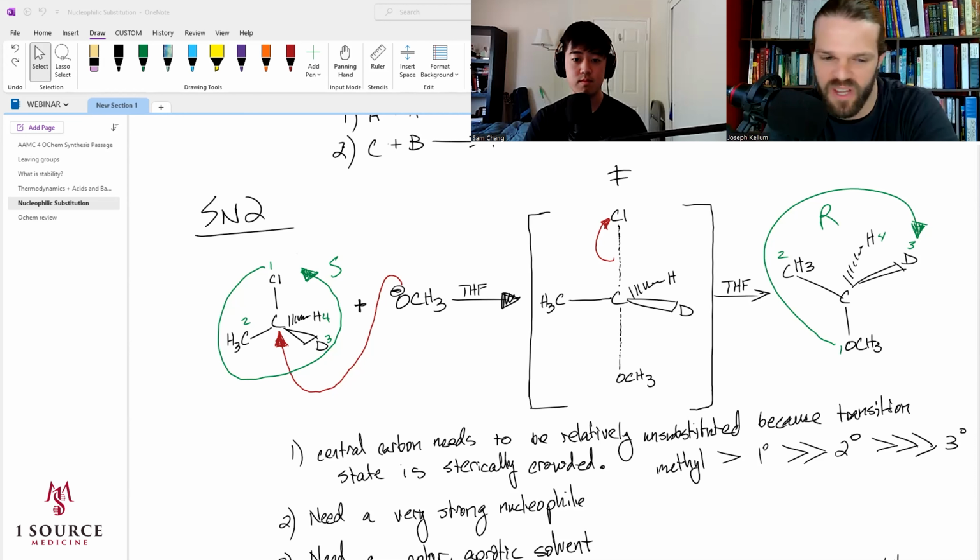So yeah, exactly what Sam just said. If you're looking at a secondary carbon atom and trying to determine whether SN1 or SN2 is going to occur, the best way to determine that is to take a look at the solvent and see what type of solvent you have.